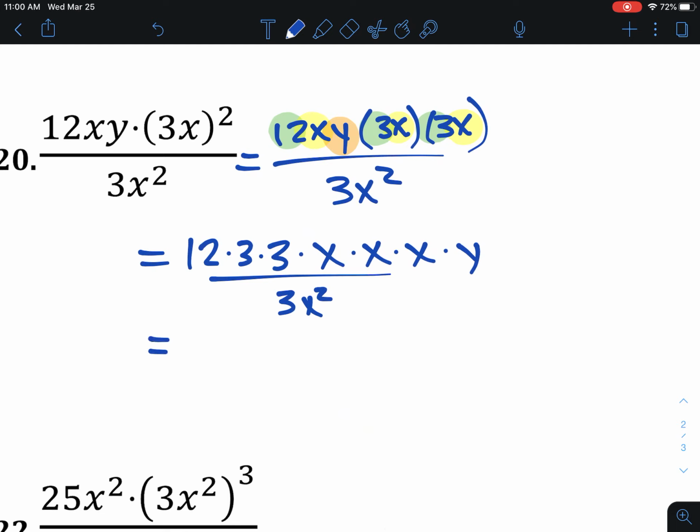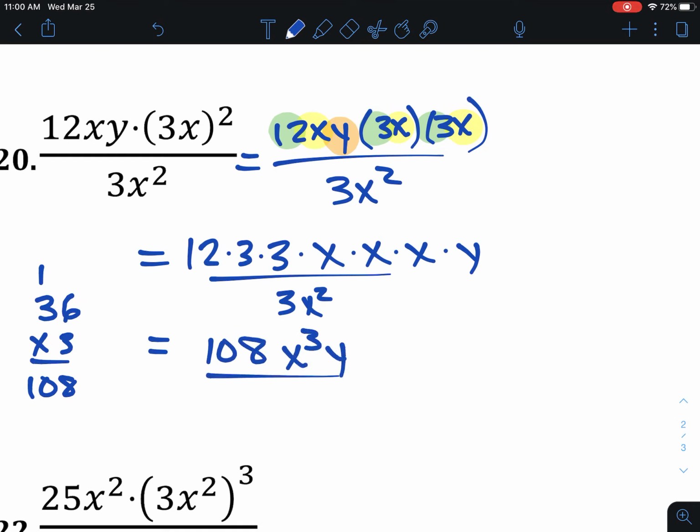So 12 times 3 times 3, so that's 36, 12 times 3 is 36, and then times another 3, I always go off to the side here, 36 times another 3 would be 108. So 108 x to the 3rd y over 3x squared. There's no y's in the bottom, and that's okay. We're going to do our numbers together.